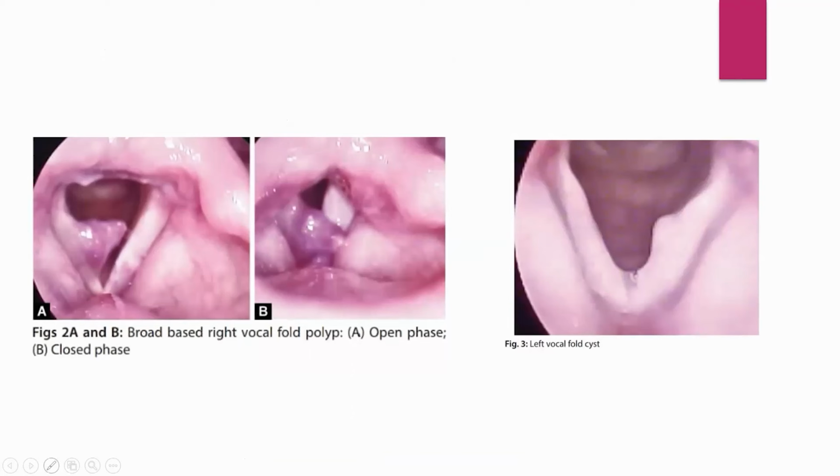So these are the pictures of the vocal fold polyp. In the open phase, it looked like this. In the closed phase on the video stroboscopy, it was like this. And the third picture is of the left vocal fold cyst. Next slide, please.